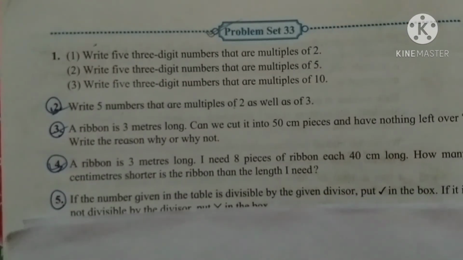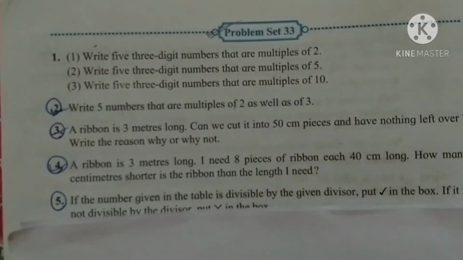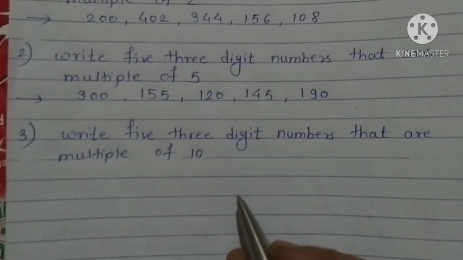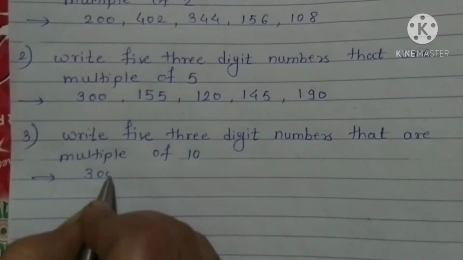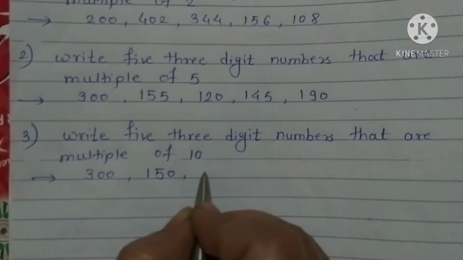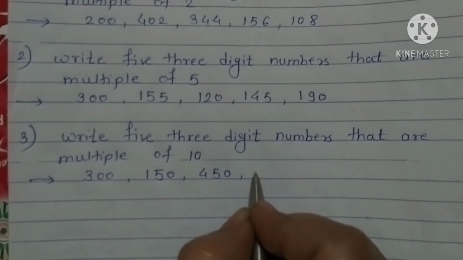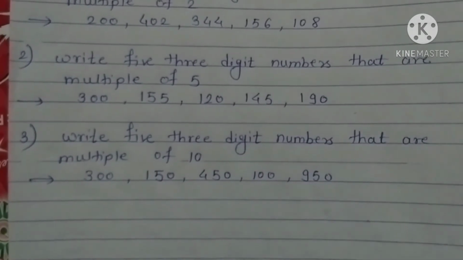Now third question is what? Write 5 3-digit numbers that are multiples of 10. Now a multiple of 10 means for the unit place we want 0 only. For the unit place we want 0 only. See the third one, write 5 3-digit numbers that are multiples of 10, which means for the unit place we want 0. Okay. So 300. For the unit place we want 0. Okay, with your own choices you can write it. So this is the third answer.